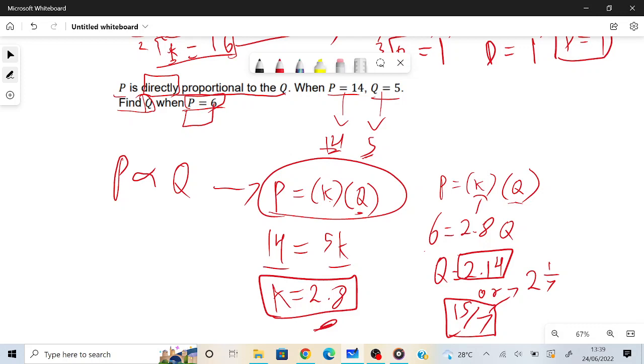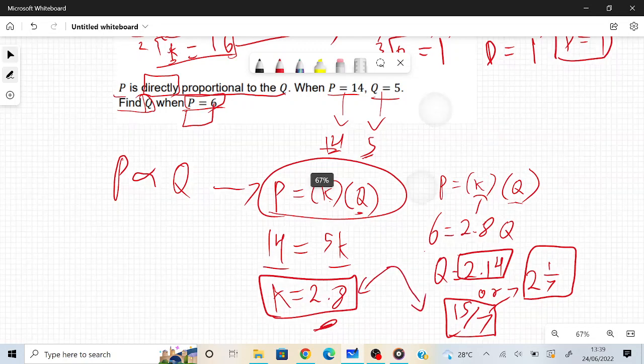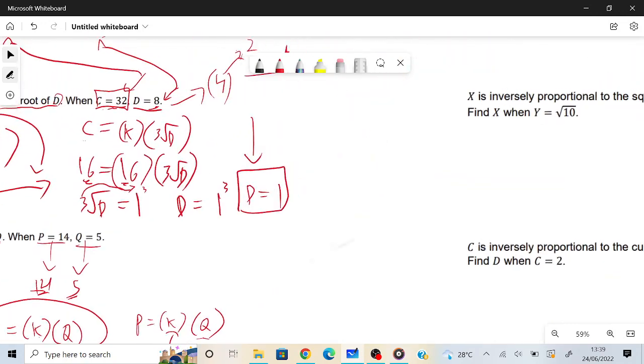Let's just have a quick confirmation about that. 1 over 7. Yep, that is it. And that is your final answer for this question. Again, we use the k to find our final answer for q. Let's move on to the next example.